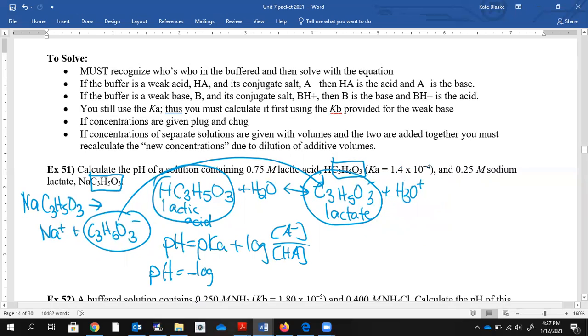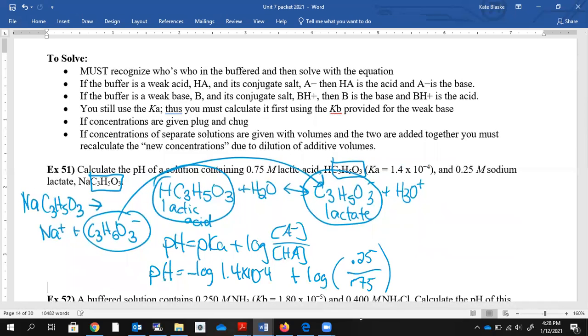Come on, erase so I can read it. 1.4 times 10 to the negative 4 plus the log of the A minus concentration, that's that lactate ion, 0.25 molar over the concentration of my acid, which is 0.75. Now looking at that ratio of concentrations, that is not super close to 1. That's a third.